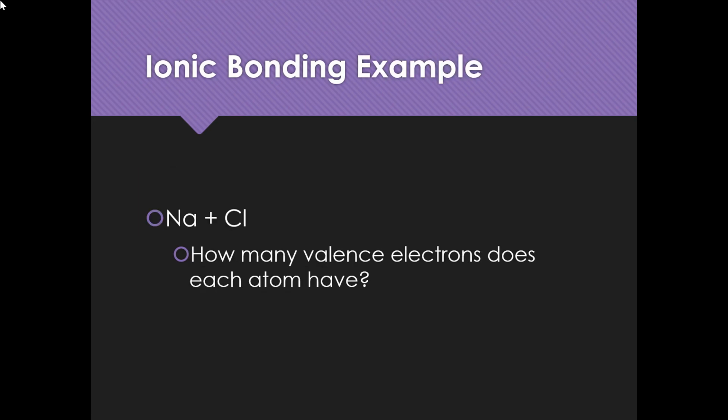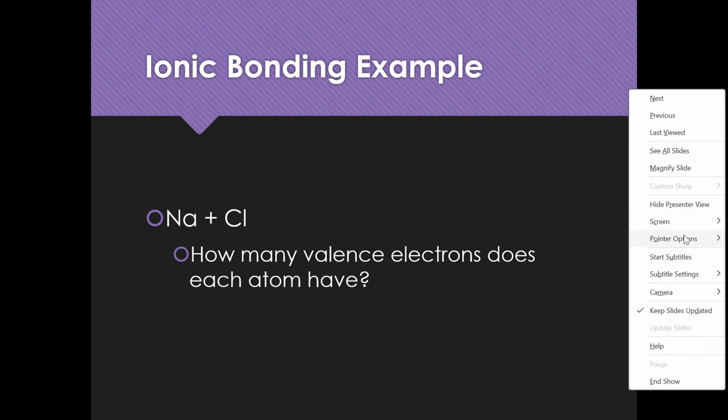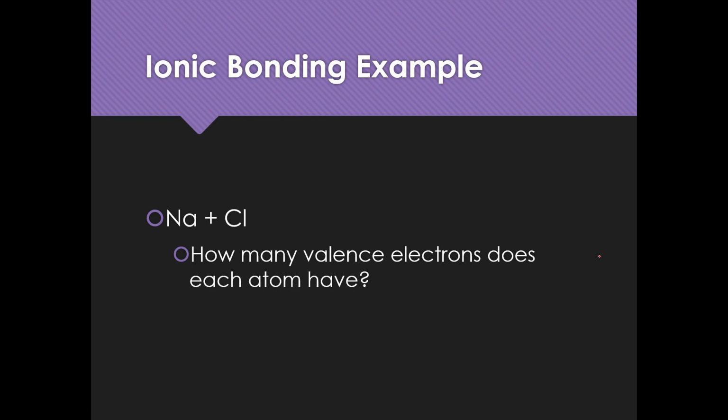So let's look at this one. Let's look at sodium and chlorine. If sodium and chlorine, which we've done a bunch of times, were to react, let's look at how many valence electrons each one has. So sodium should have how many valence electrons? Look on your periodic table. Tell me how many valence electrons sodium should have. So sodium, I can draw it, should have 1 valence electron.